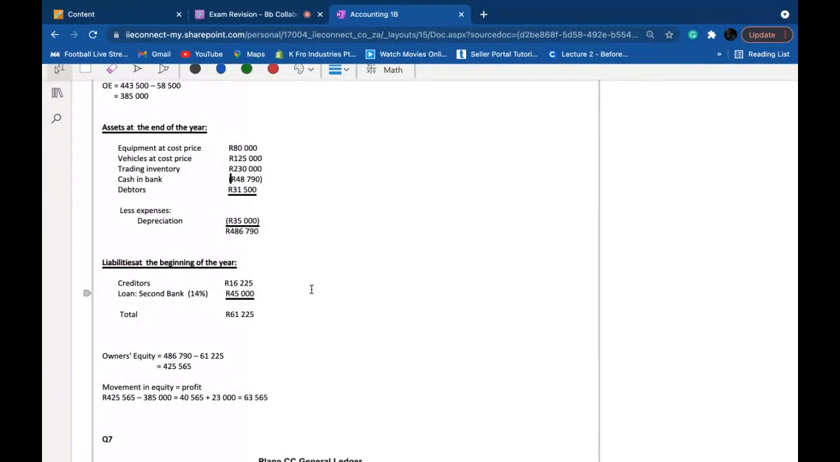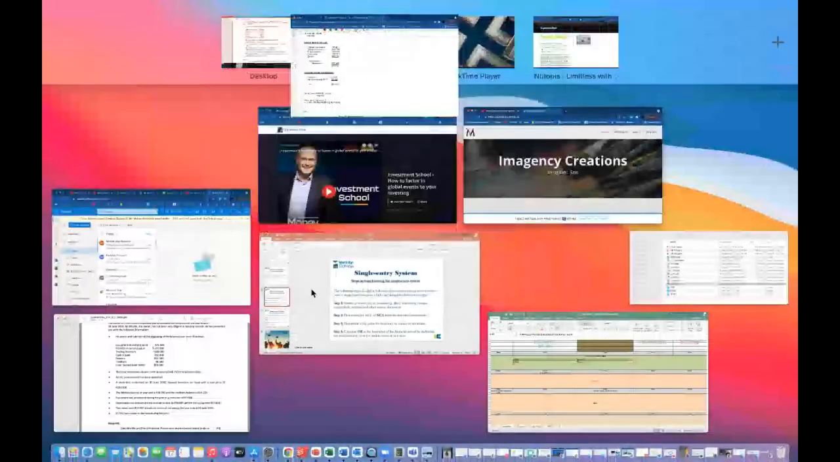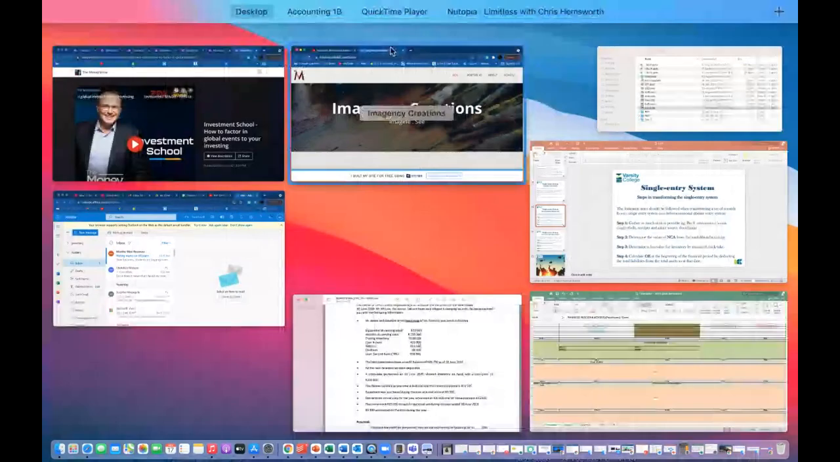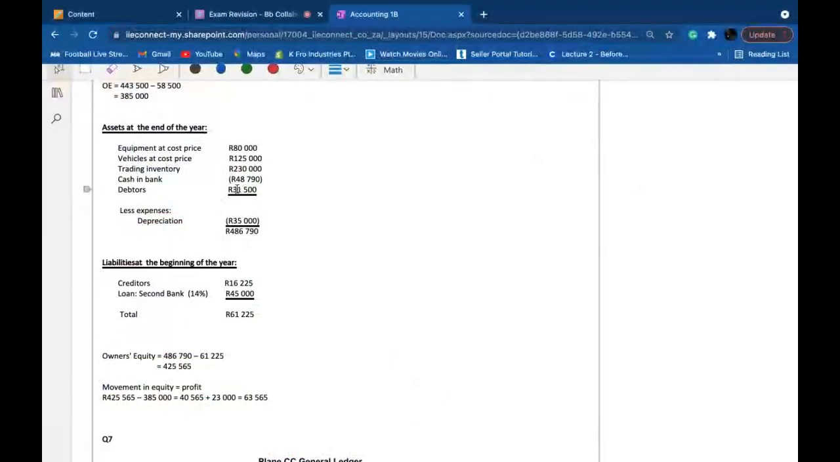Debtors. What did they say your debtors was? They said somewhere the debtors 38,000. Okay. So debtors 38,000, straight 38,000.